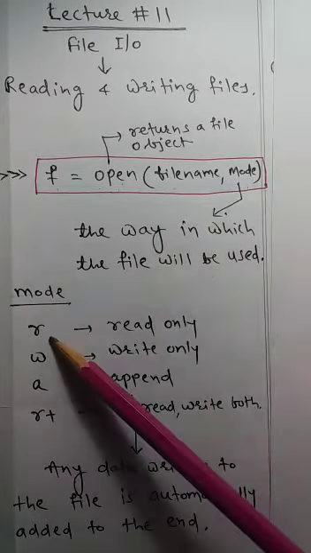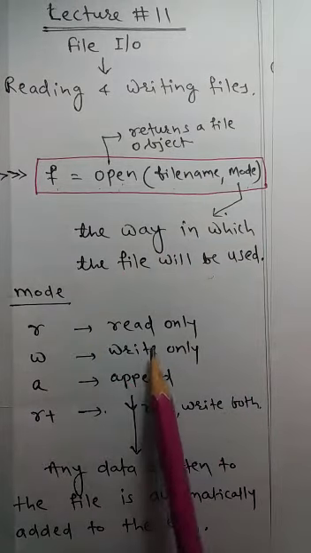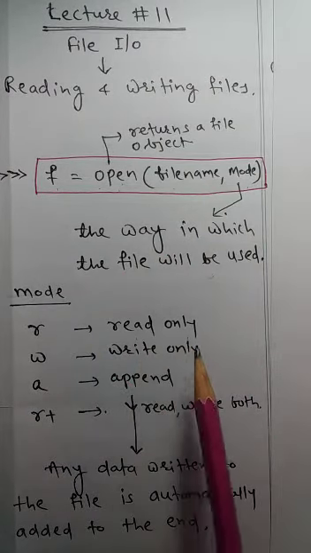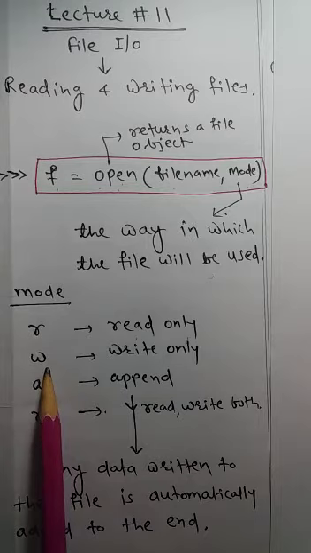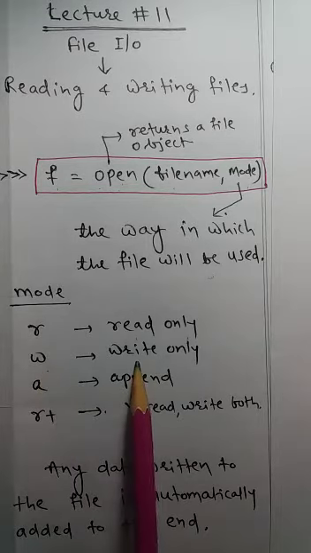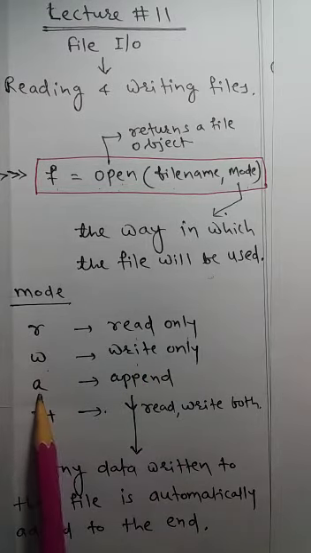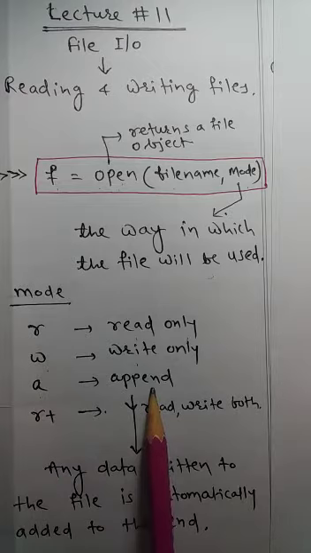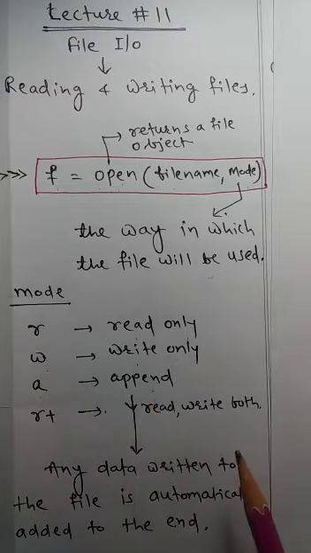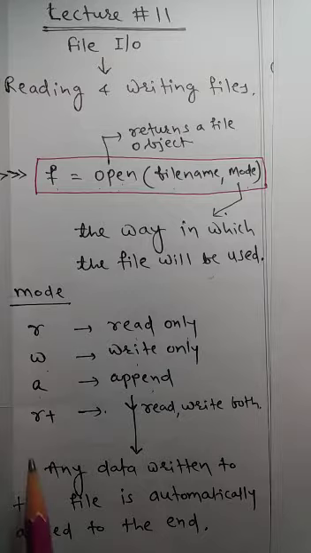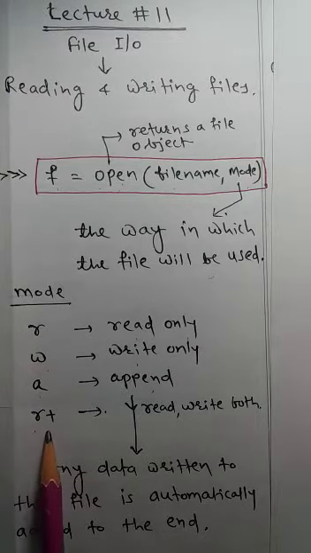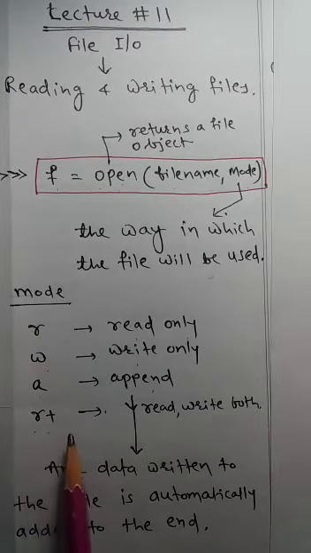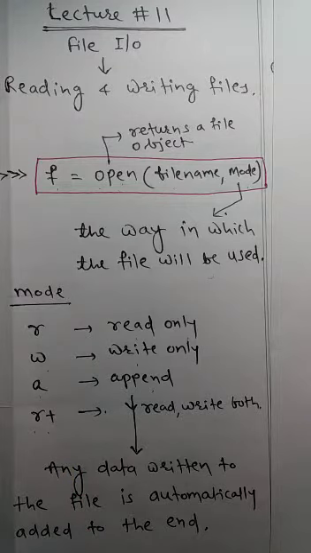If the mode value is r, then the file is opened as a read only file. If the mode value is w, then the file is for write only. If a is written, then the file mode is append. So a file will be opened, it already has some data, and the new data will be written at the end of the file. And r plus indicates that the file is open for read as well as write.